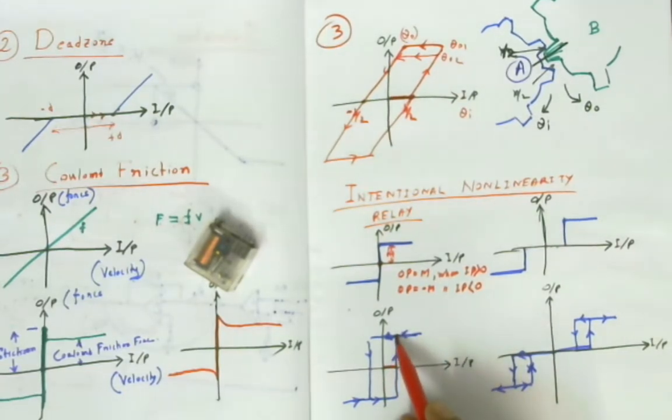When it is 5 volt at that point, and you decrease from 5 volt to 4 volt, 3 volt, 2 volt, it is still on. But when it goes to the negative side, and you are applying negative voltage, then it is suddenly off.